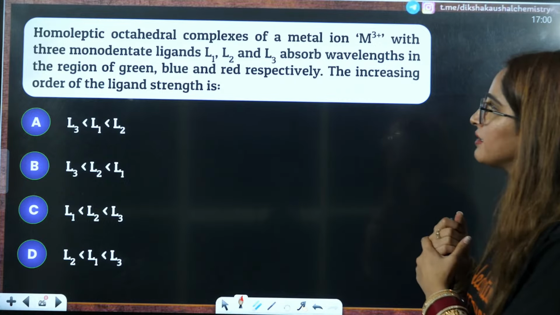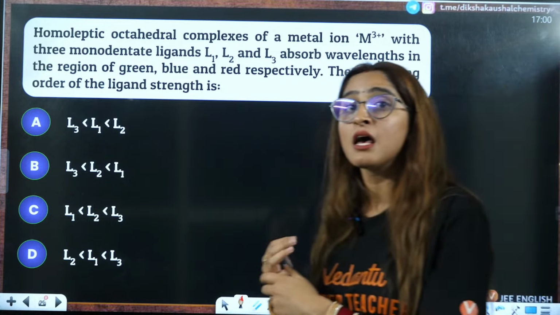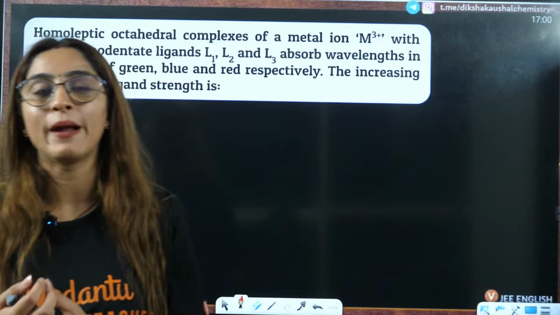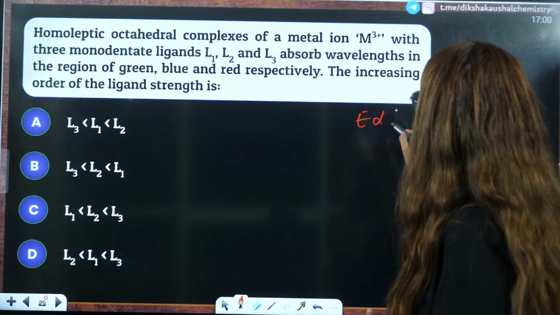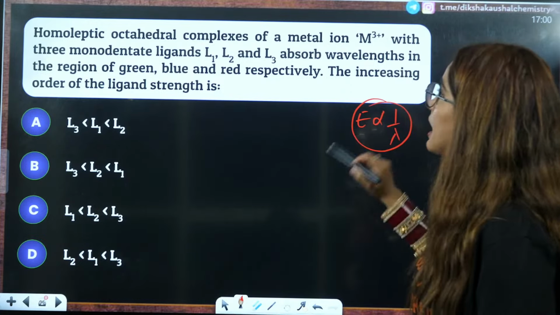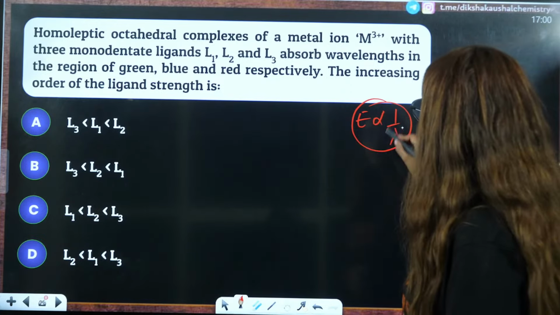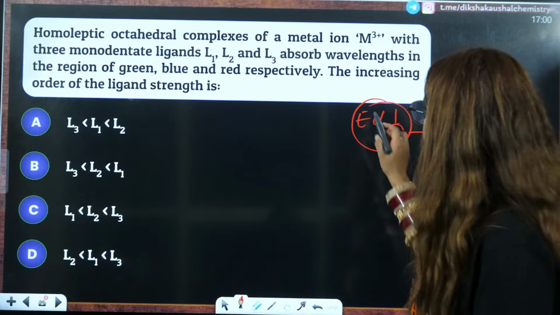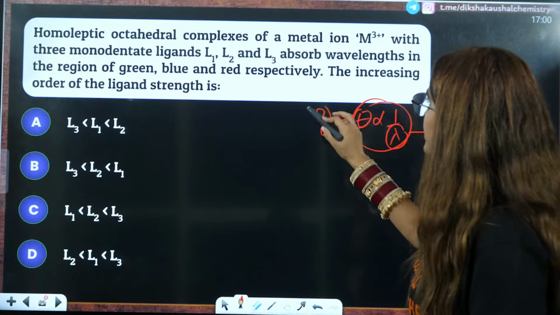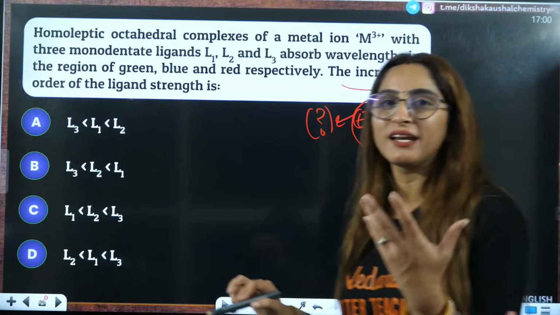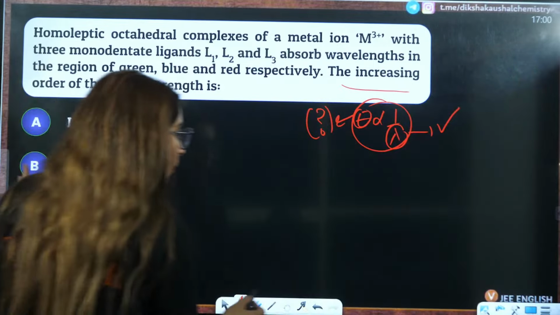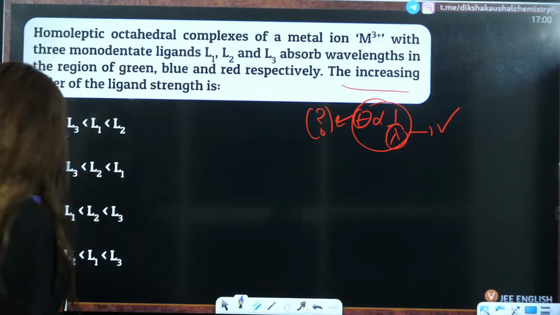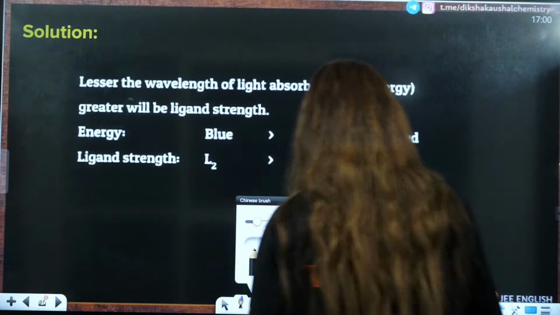Absorb wavelength in the region of, see, now they are asking you a question depending on wavelength and delta. So E is inversely proportional to lambda, that we know. Now they have given you the value of lambda by giving you the colors. They are asking you which will have more energy, more energy means more ligand strength. Okay, so opposite we have here. So firstly you need to know which lambda is more.